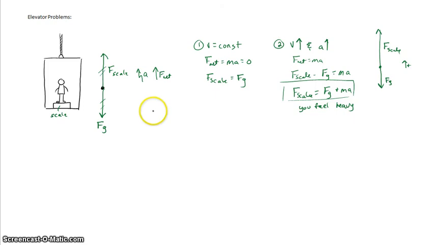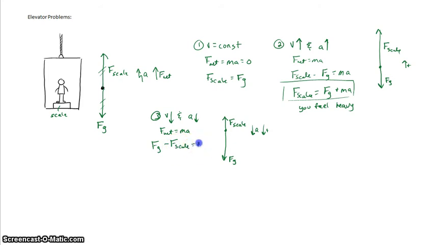But that's not the only scenario you can have. You can have a third scenario, where your velocity is down and your acceleration is down. In that case, in our free body diagram, gravity's doing the same thing. It hasn't changed in any of this, but if we need a net force down, that means our scale force must be smaller than F sub g in order to accelerate down. So I'm going to call down positive. Everything's going on in the downward direction. F net equals ma again. So what's down? F g. It's got the positive sign in front of it. Minus F scale equals ma.